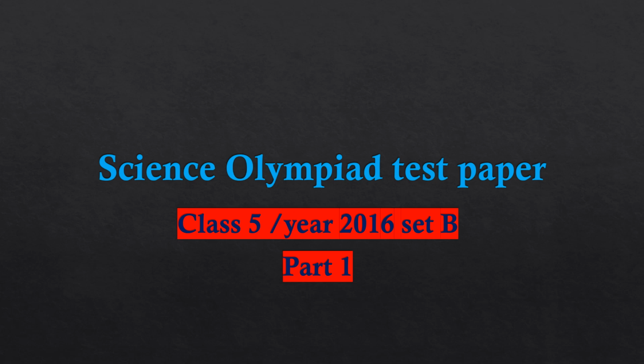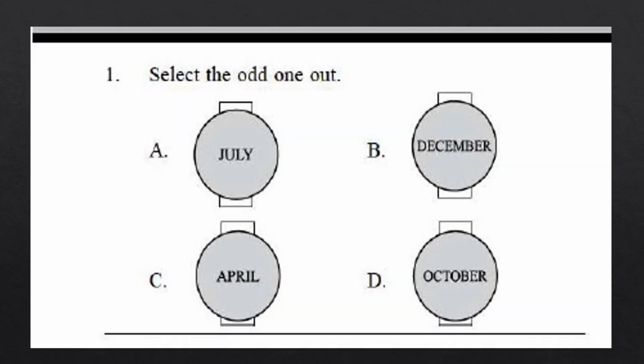Science Olympiad Test Paper Class 5 Year 2016 Set B Part 1. Question number 1. Select the odd one out. Option A July, Option B December, Option C April, Option D October. Kids, July, December and October have 31 days, but April has 30 days, so the odd one out is April.